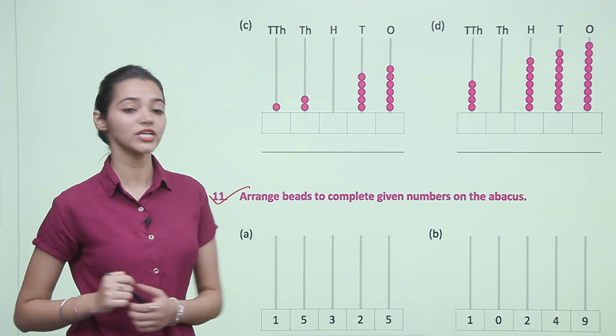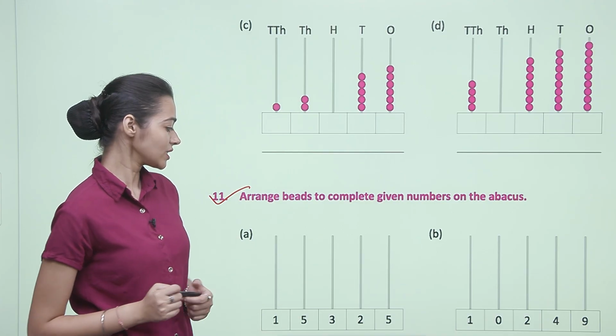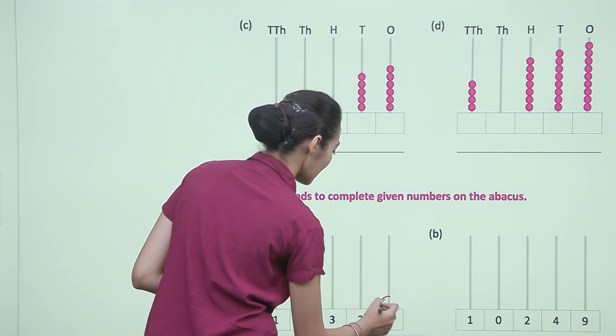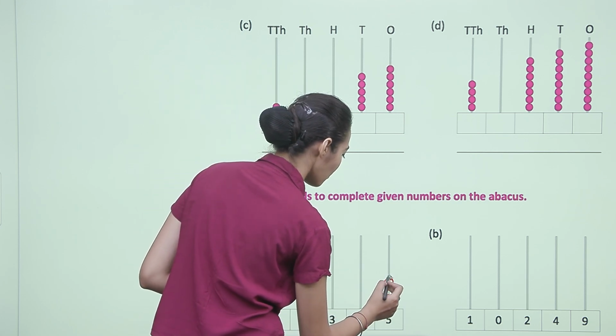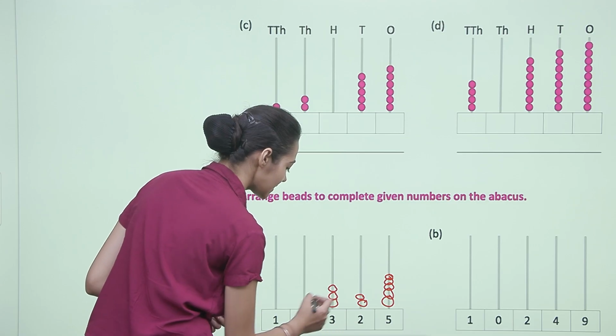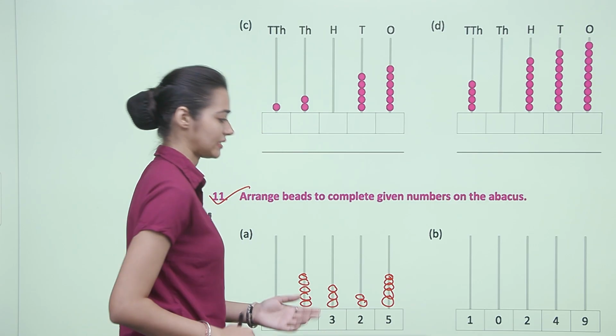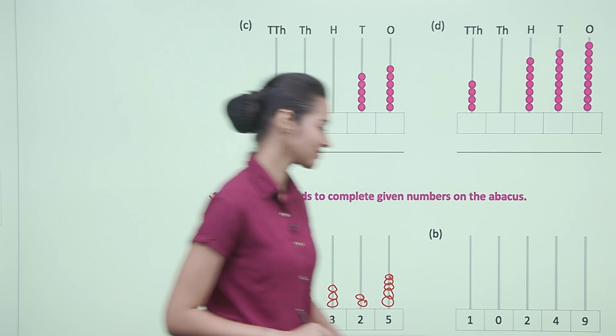In the next one, we have to arrange the beads and complete the given numbers on the abacus. So in this one, here in the ones column, we have 5 beads, then 2 beads, then in this one we have 3 beads, then 5 beads, then 1 bead. That's how you can complete the remaining part.